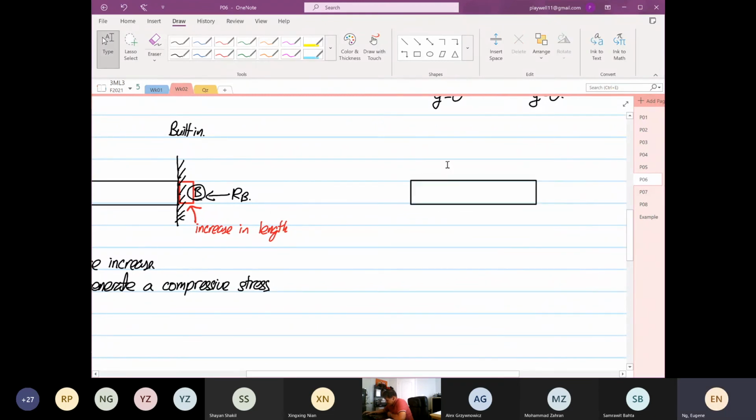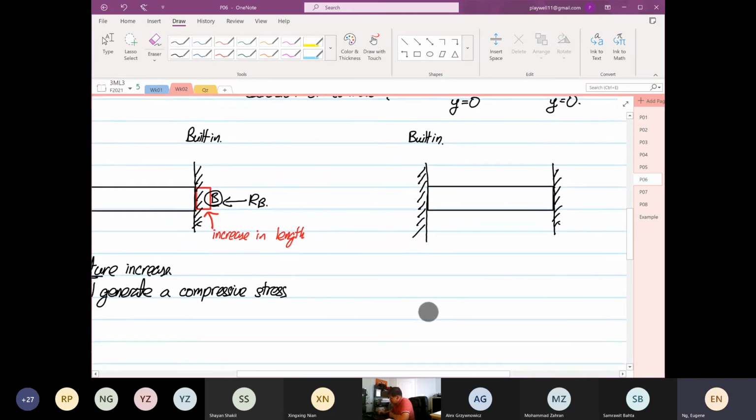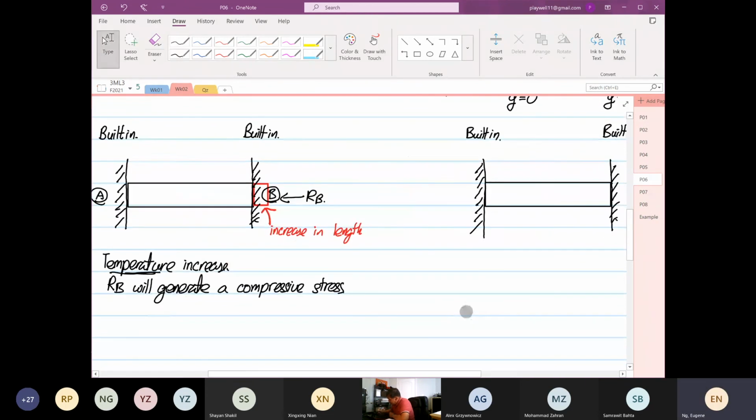we have a temperature decrease now. So again, the same thing. Point A, point B. So both are built in again. The other side is also built in. So now you have a temperature decrease.